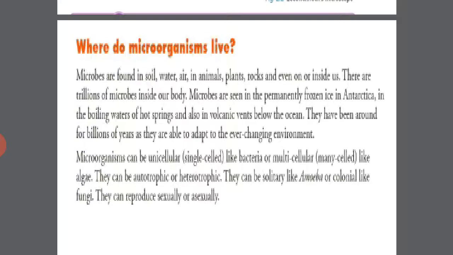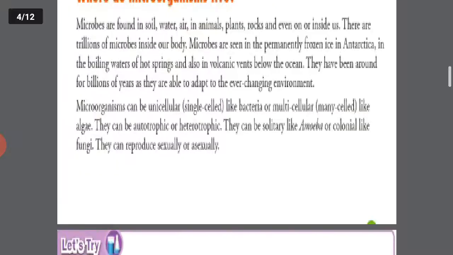So microorganisms can be unicellular, single celled like bacteria, or multicellular, many celled like algae. They can be autotrophic or heterotrophic also. They can be solitary like amoeba or colonial like fungi. They can reproduce sexually or asexually also.